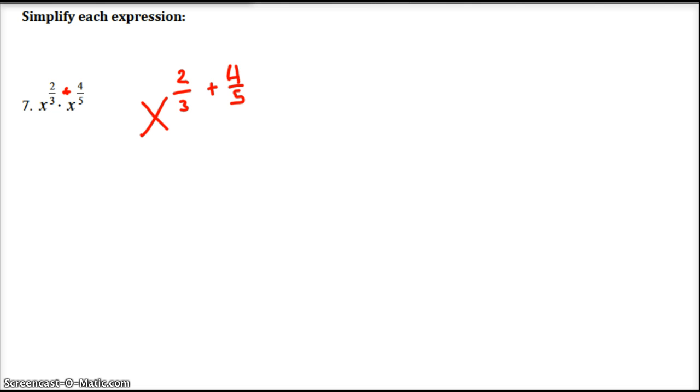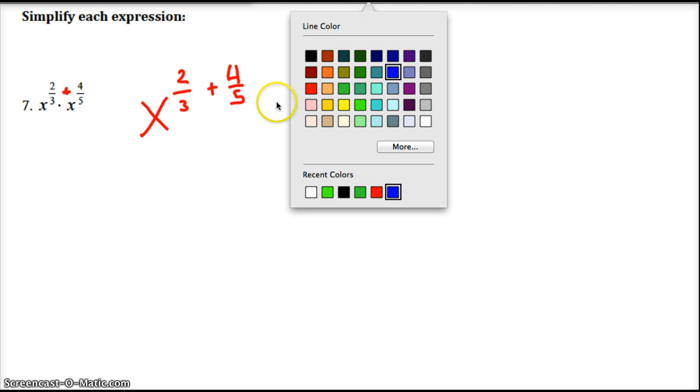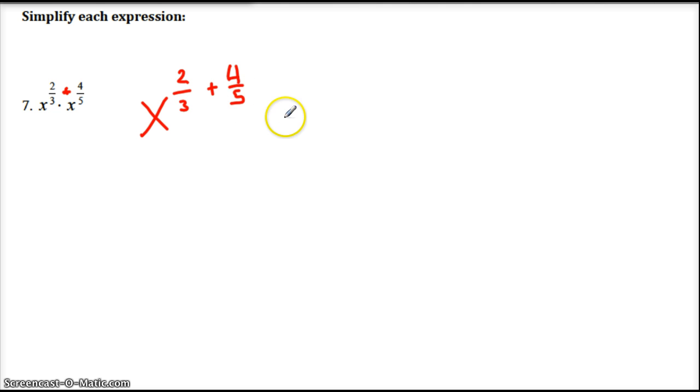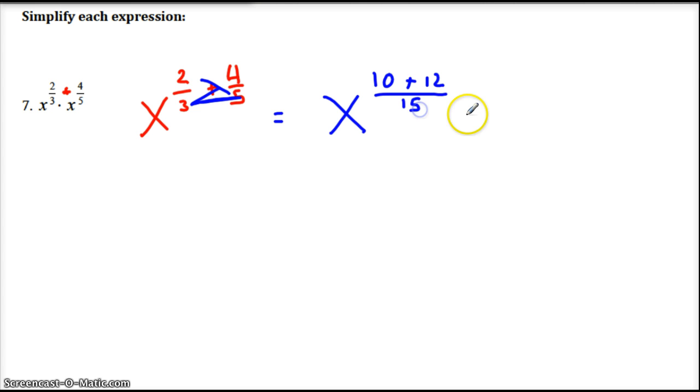We've got all these fractions to add, but luckily we've got our crisscross applesauce to help us through this one. So let's crisscross applesauce it. We get 10 plus 12 over our applesauce, which is the bottom, 3 times 5. It gives us 15, giving us a final answer of x to the 22 over 15.